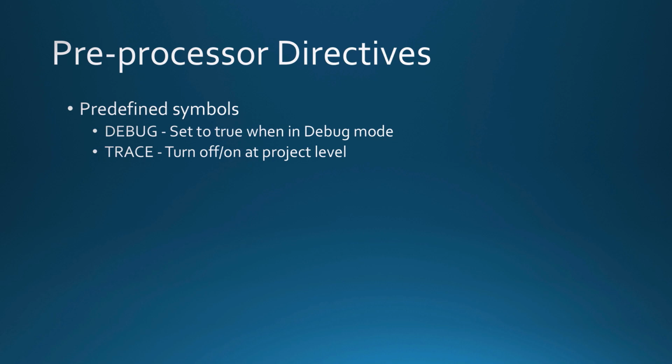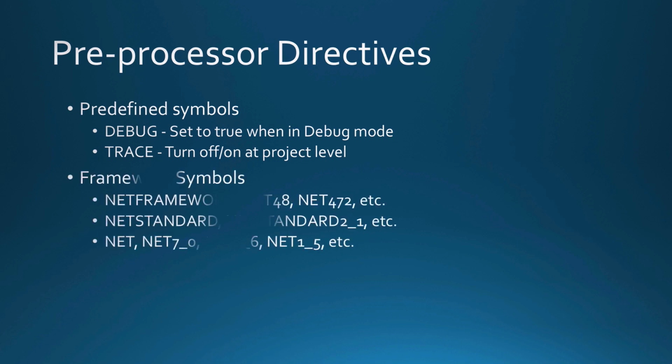Now there are some predefined symbols. DEBUG and TRACE are set to true when in debug mode, and TRACE you can turn off and on at the project level. You can then use that with the #if. You can say #if DEBUG, and then certain things would compile or not. Same thing with TRACE. Also, each version of .NET has its own compiler constants already built in and defined, and those are things like .NET Framework, .NET 4.8, .NET 4.7.2. So these are the different versions of the .NET Framework. They each have these constants defined.